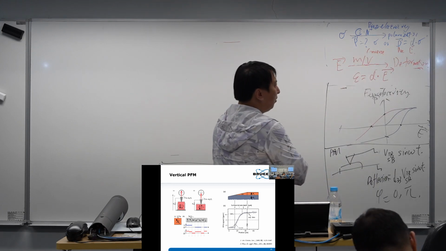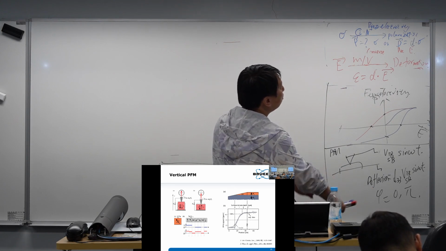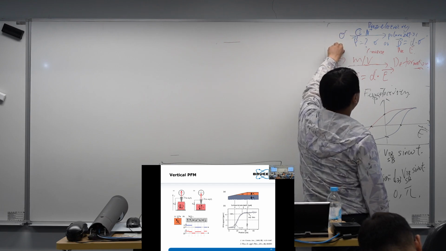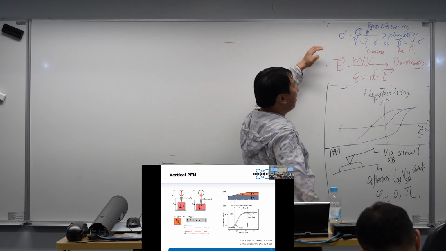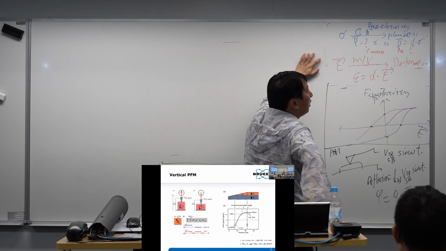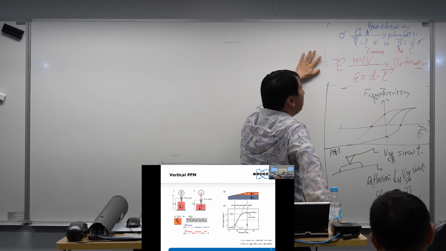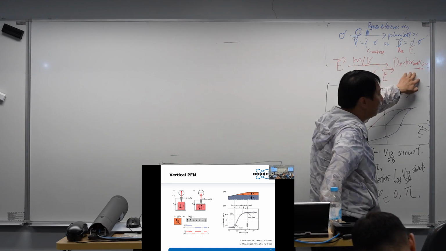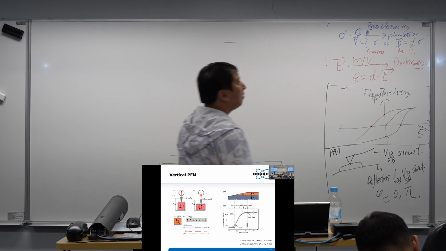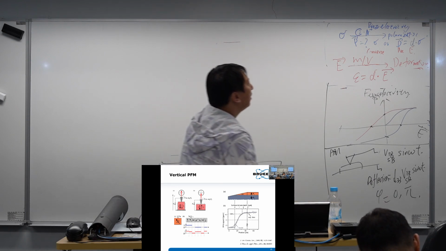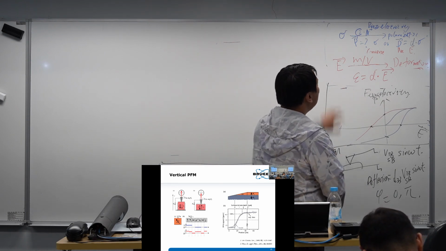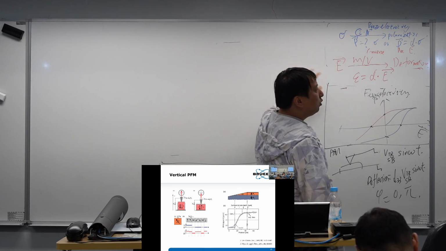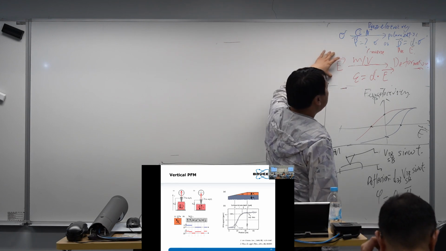So the piezoelectric coefficient can be defined in Coulombs per newton, or we can define the converse piezoelectricity. We apply an electric field and get a deformation, and the unit can be defined as meters per volt. These two are actually the same, and we use a tensor to describe it.